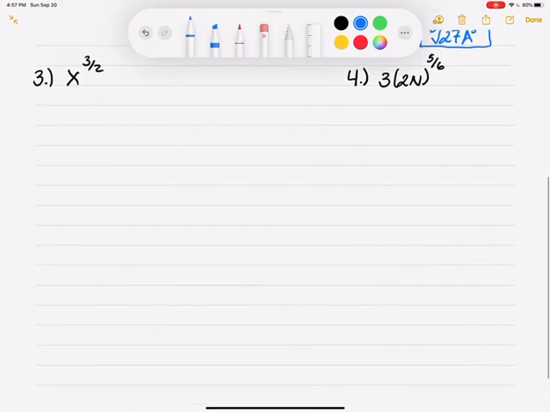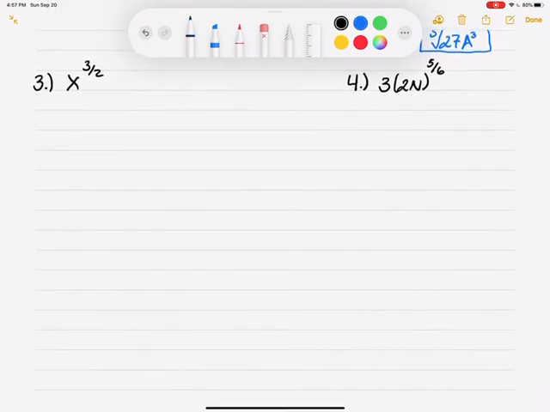In the third example, I have x to the 3/2 power. Again, my radical is going to contain x. It's the square root, and it's being raised to the power of 3.